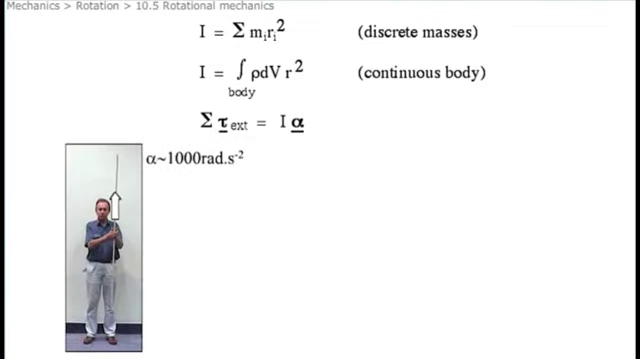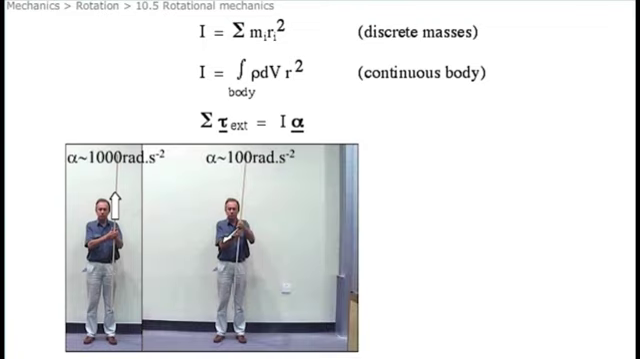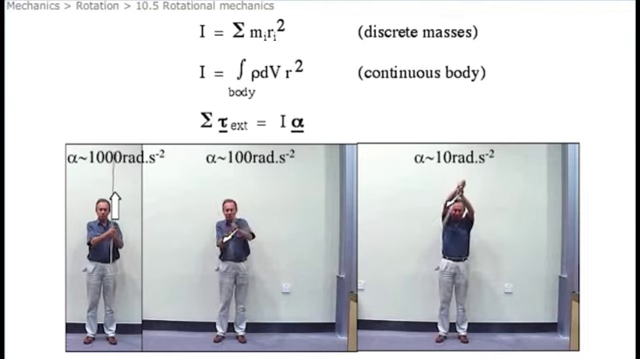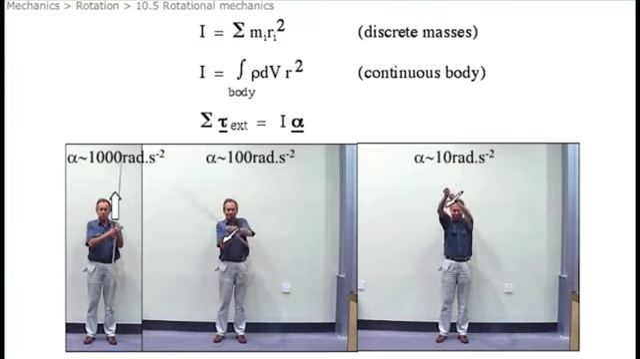It's obvious why. About the long axis, no particle is further than a dozen millimeters from the axis. About the central transverse axis, however, the distances are much greater, and they're greater still about a transverse axis at the end. You might like to calculate I for these three cases as an exercise in integration.